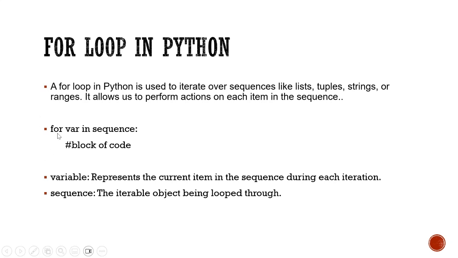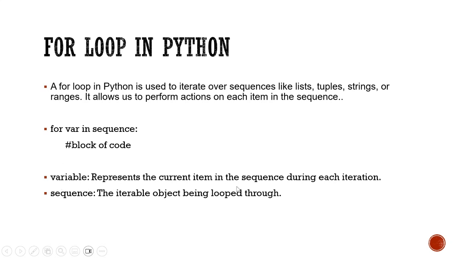So what is the syntax of the for loop? For variable in sequence. The sequence can be anything. It could be any variable, any list, tuple, string. You can fetch data from there. The data will go to the variable and will be printed if you have written that in the block of code. We'll understand that better. First, let's understand the meaning of this.